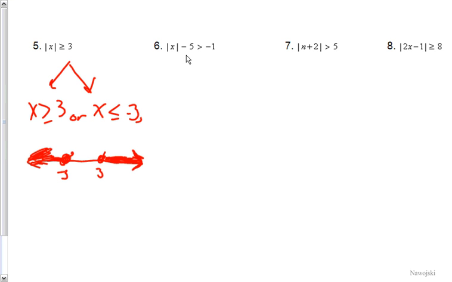Okay. Let's take a look at this one. We're going to, again, get the absolute value alone, so we have both sides before we do anything. So the absolute value of x is greater than 4. At that point, let's split it: x is greater than 4, or x is less than -4.